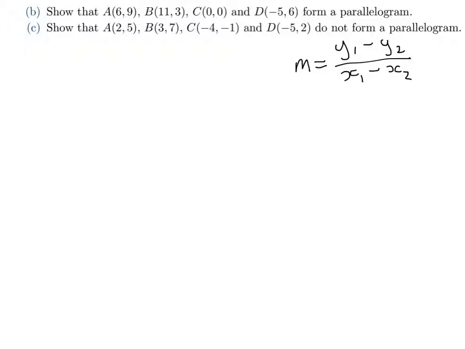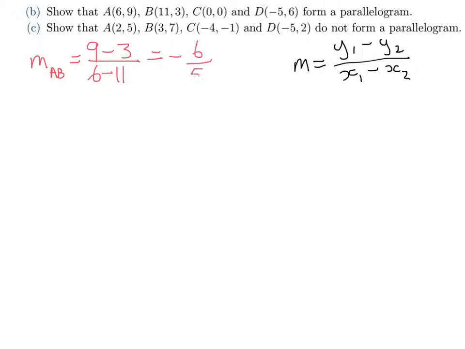Now, in part B, we want to show that ABCD forms a parallelogram. Now, the definition of a parallelogram is two pairs of opposite parallel sides. So we need to find the gradients of each of the sides. So, gradient of AB is going to be 9 minus 3 over 6 minus 11, which is negative 6 over 5.